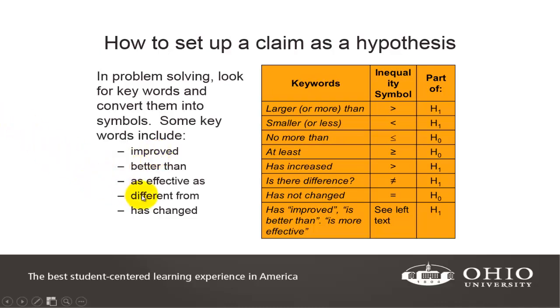Different from means not equal. Could be bigger, could be smaller, not equal. Has changed means not equal. So over here are some keywords, and you can look at the symbol that we're interested in. So smaller means less than, larger, greater than, no more than means less than or equal to, which must be in the null hypothesis. At least means greater than or equal to, must be in the null hypothesis. Has increased is greater than, must be in the alternate hypothesis. Just remember, the equal sign must always be in the null hypothesis.